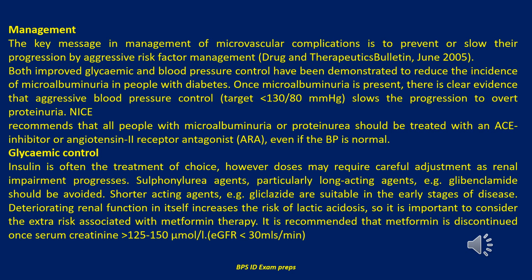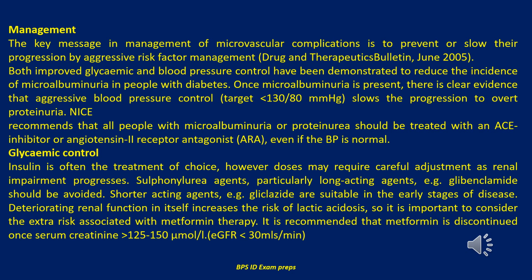NICE recommends that all people with microalbuminuria or proteinuria should be treated with an ACE inhibitor or angiotensin II receptor antagonist, abbreviated as ARA, even if the BP is normal. Regarding glycemic control, insulin is often the treatment of choice, however doses may require careful adjustment as renal impairment progresses.